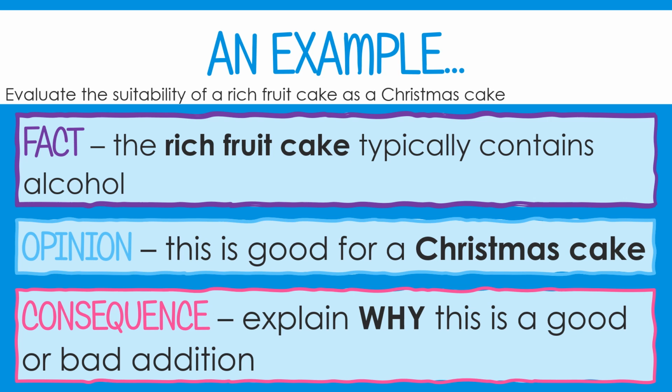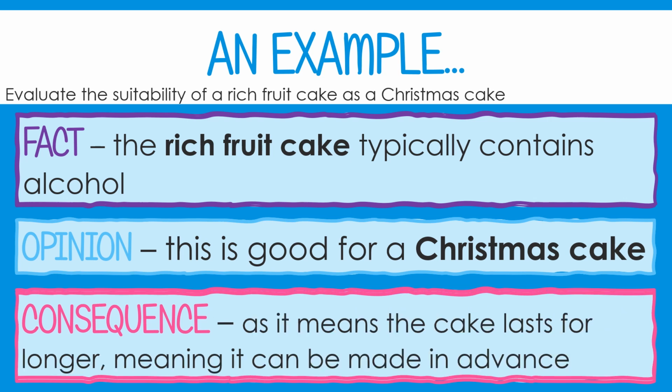Our consequence, we are then explaining why we think it's a good thing that a rich fruit cake typically contains alcohol. So our reason for that is that it means the cake will last for longer, meaning it can be made in advance. We've got a fact, an opinion and a consequence, which means we now have got 1 mark for the answer that's on the screen right now.